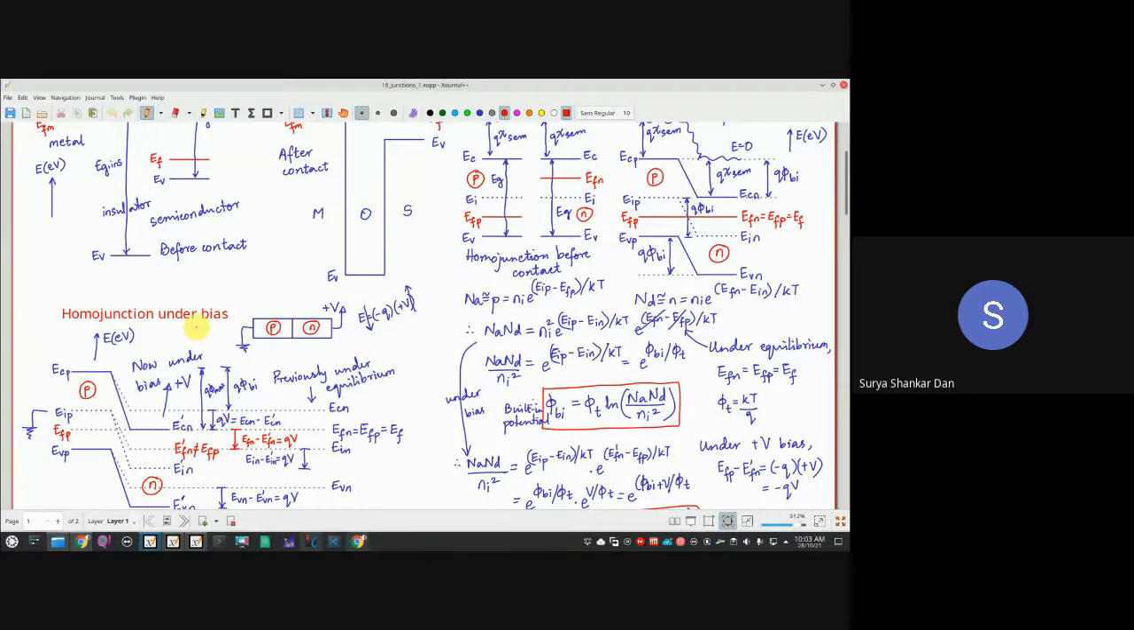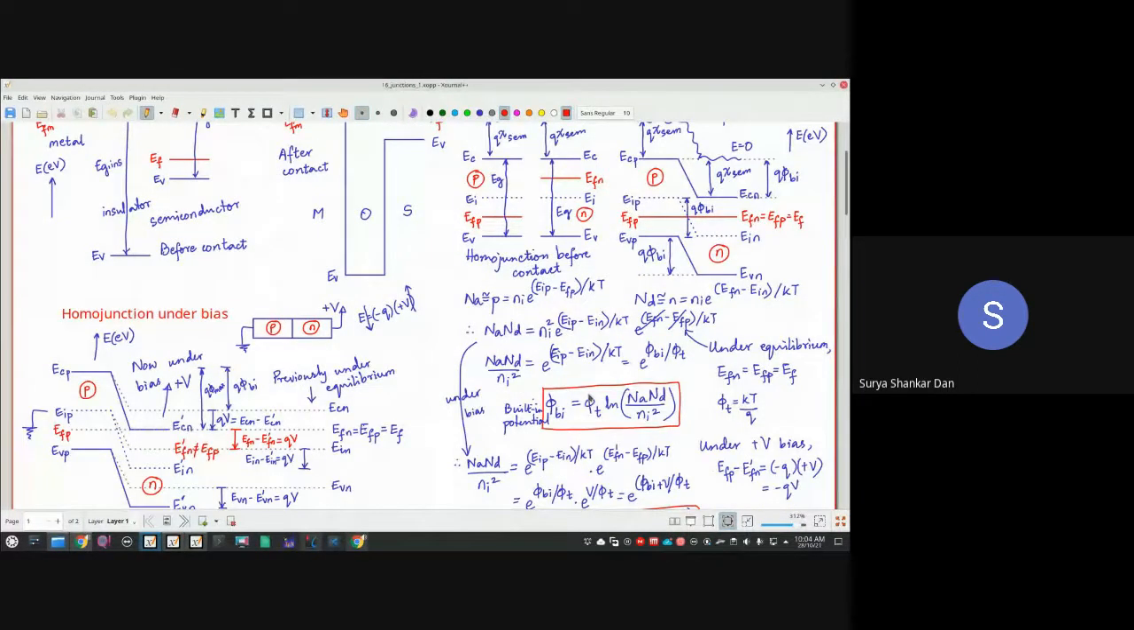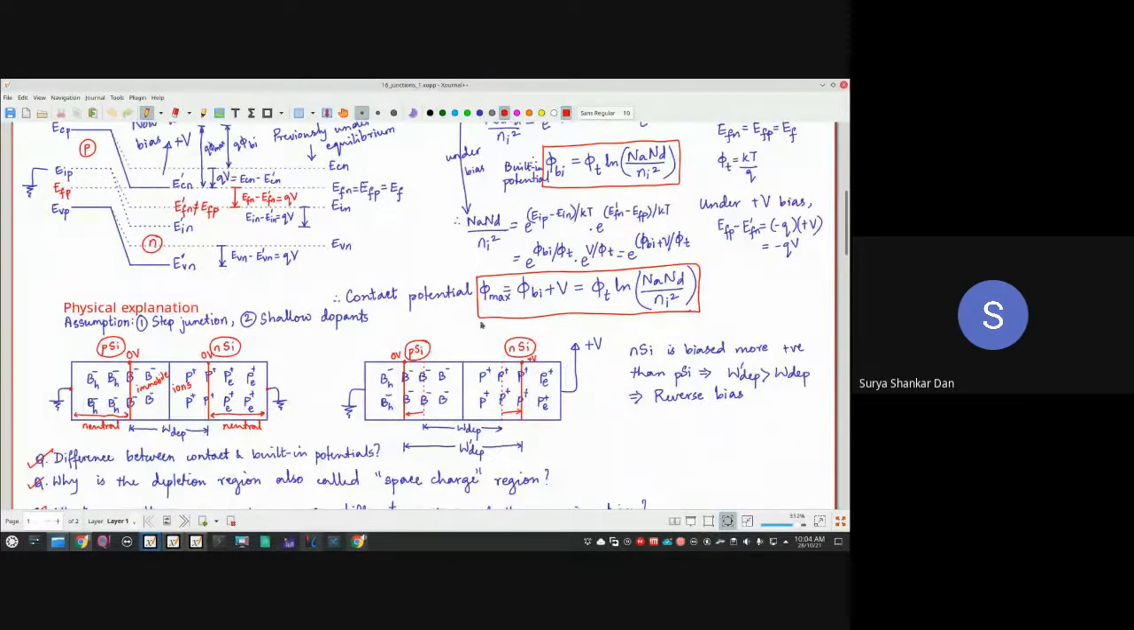Contact potential is there for a homojunction, a heterojunction, independent of whether it is under bias or not. Only in a special case, when we have a homojunction under no bias or under equilibrium, is the contact potential equal to the built-in potential. That part was clear in our previous lecture; I had explained this in detail. Essentially the maximum contact potential, phi max, is equal to phi bi plus V, where V is the applied bias.